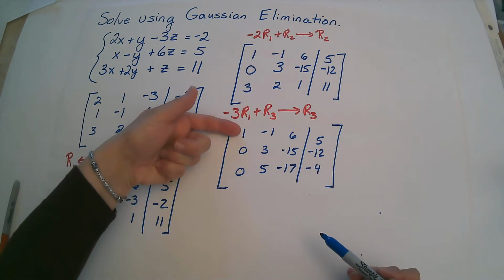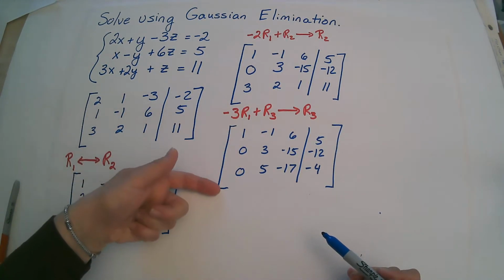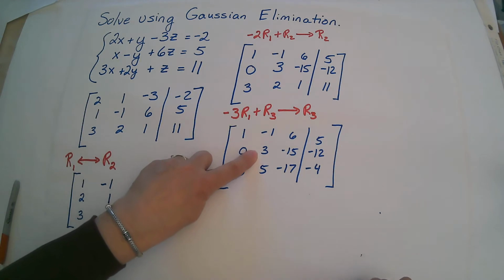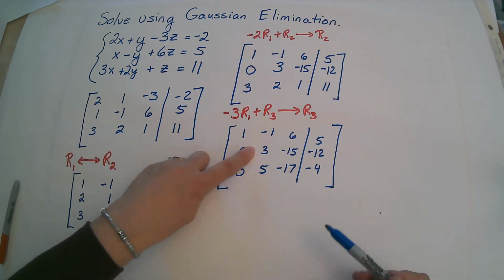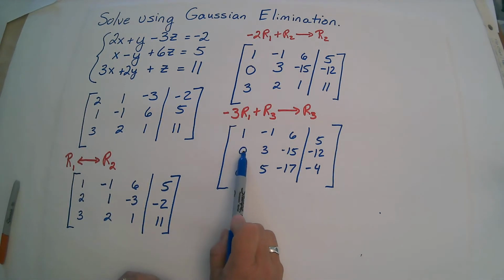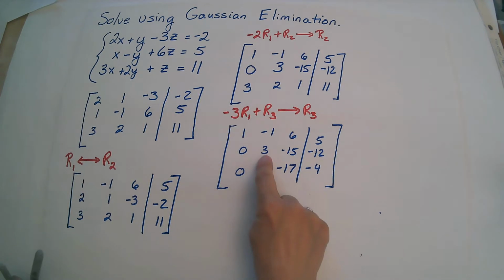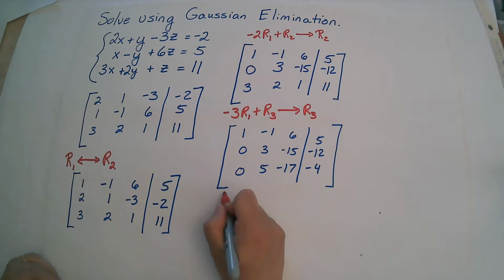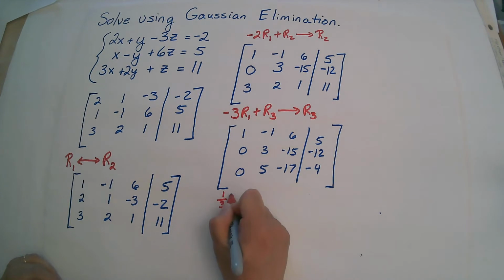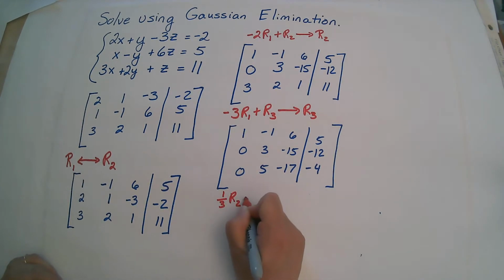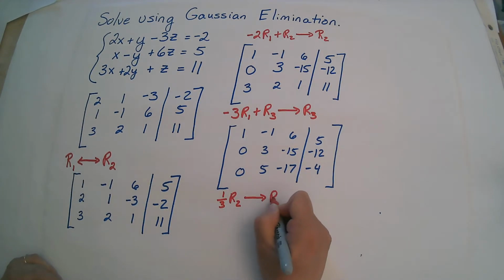We have finished this column. 1 and 0 is beneath. Our next step is to get a 1 right here. And notice I can easily divide by 3, which is equivalent to multiplying by 1/3. So that's nice to do for our next step. We're getting a 1 right here. So we're multiplying 1/3 by row 2, and we're putting it in row 2.